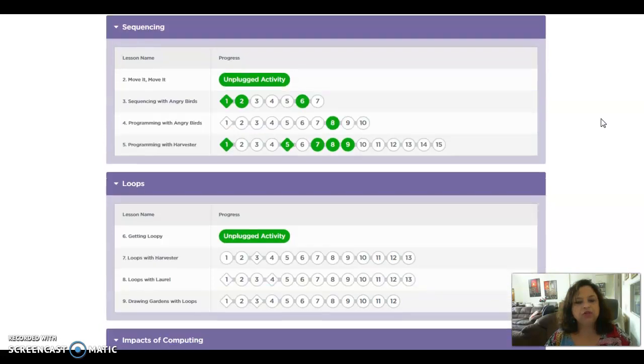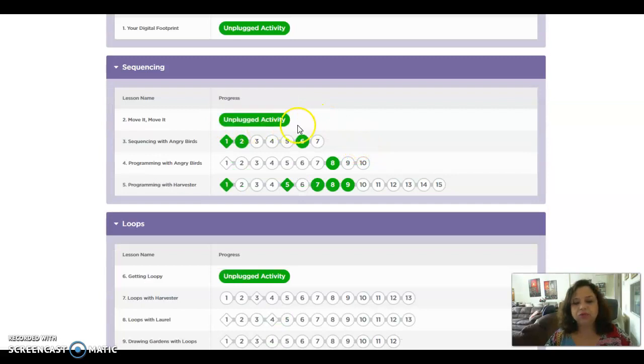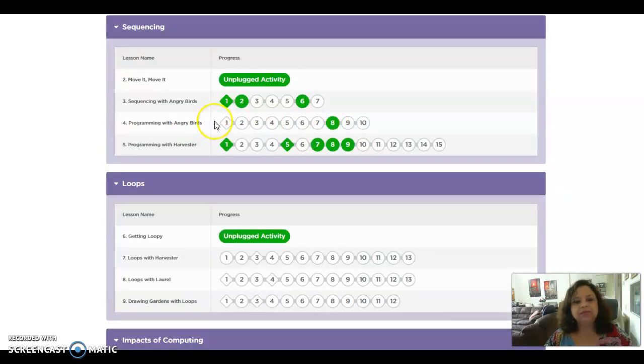So here it shows me what I have done, what I haven't done. The green ones is what I have done, and sometimes it's just like the unplugged activity. Generally, it's a video or an activity on paper that we are not doing at home. And sometimes it's a video. You can watch it. Sometimes the videos help you understand. And most of you are working on lesson 5. So we are going to go to lesson 5.